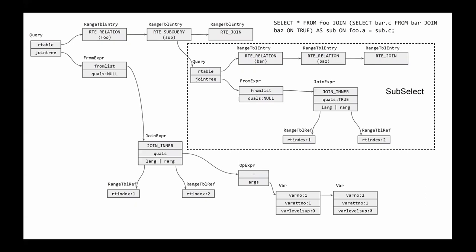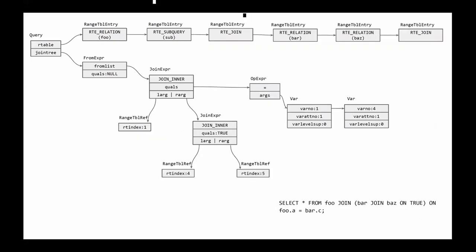So here is the join tree before the transformation. As we can see, the subquery exists in the range table list of the parent query, and it would be planned independently if we don't do the pull-up. And now this is the join tree after the transformation, and the subquery has been merged into the parent query.